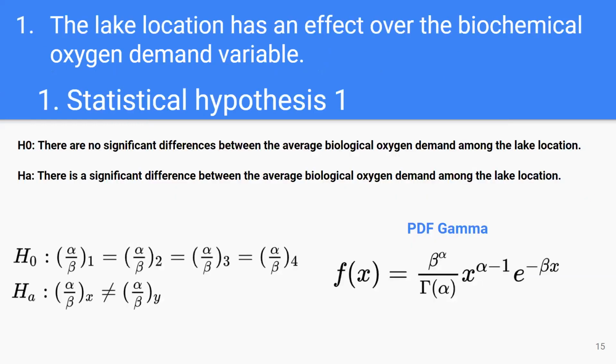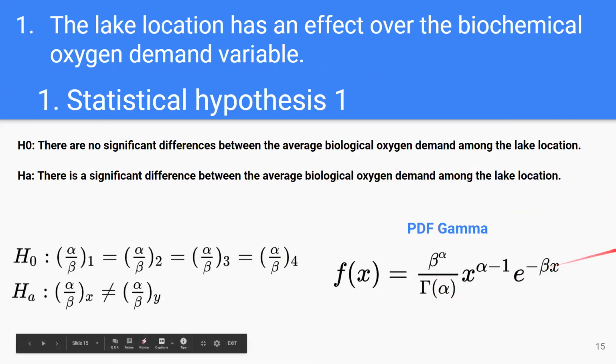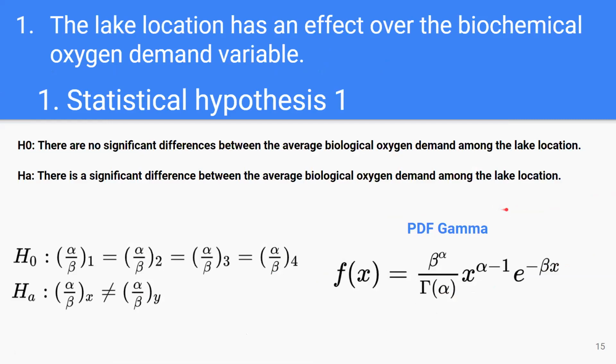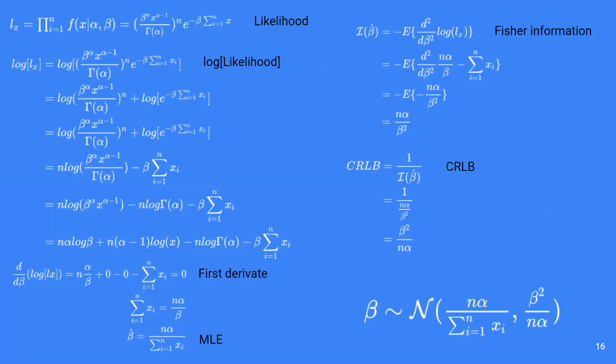And well, for our first scientific and statistical hypothesis, we have that our variable follows a gamma distribution, and we want to compare the means of the 4 different stations around the lake. For that, we calculate the MLE and the Cramér-Rao lower bound. As a first step, we take the likelihood of the PDF, as we can see here, for the gamma distribution, which is the product of the function.